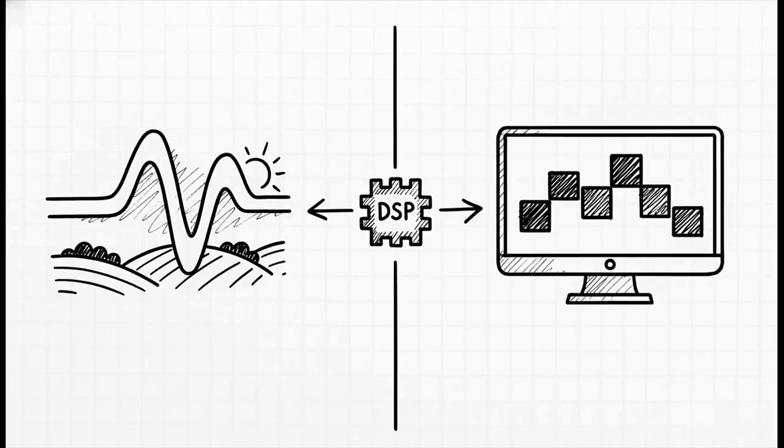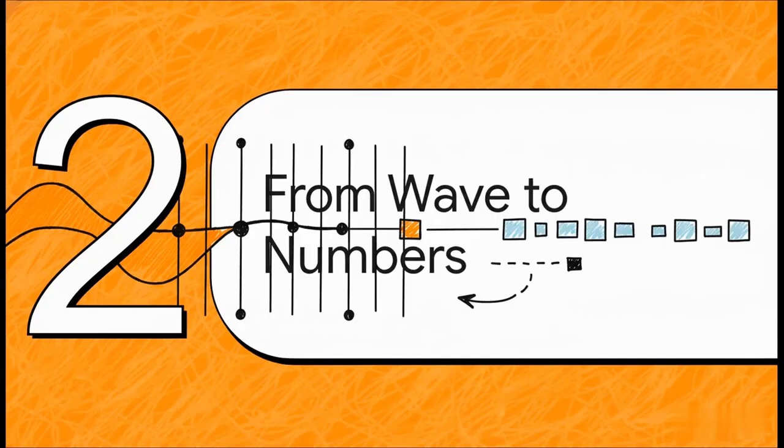Now this is the really important part. The signals out here in the real world, like that smooth, flowing wave you see, are continuous. We call that analog. But our devices, they speak a totally different language. They talk in precise, separate numbers, kind of like those blocks on the right. That language is called digital, and the whole point of DSP is to be the perfect translator between these two very different worlds. So how in the world does that translation actually happen?